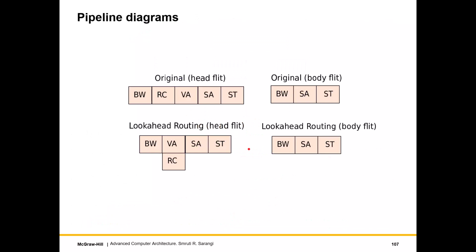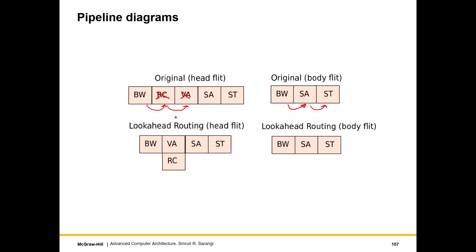So if I look at these pipeline diagrams, the original scheme for the head flit would traverse these 5 stages: RC, VA, SA and ST. And for the body flit, the RC and VA would not be there. So we will write it in the buffer, allocate a switch and traverse once the head flit is gone.